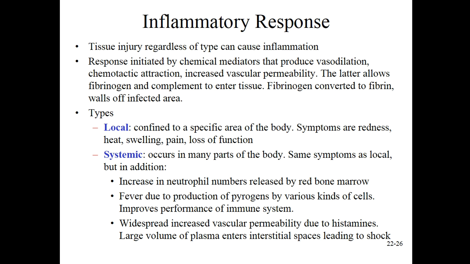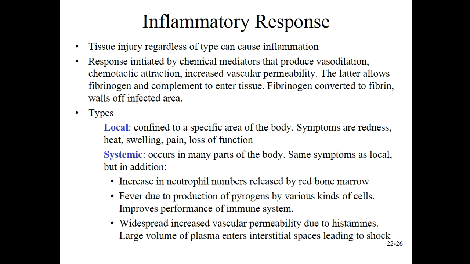Inflammation is this response to tissue damage. Inflammation often occurs at the local level, right? If you sprain your ankle, just your ankle gets red, hot, swollen, painful, and suffers a loss of function. These are, by the way, the characteristic features of inflammation: redness, heat, swelling, pain, and loss of function or dysfunction.